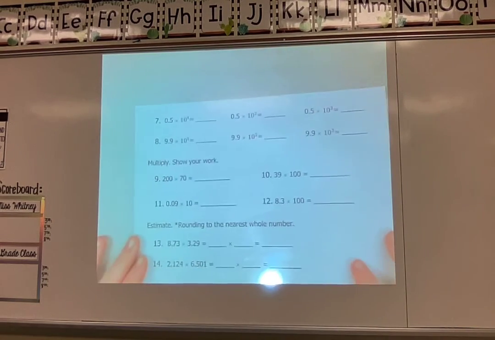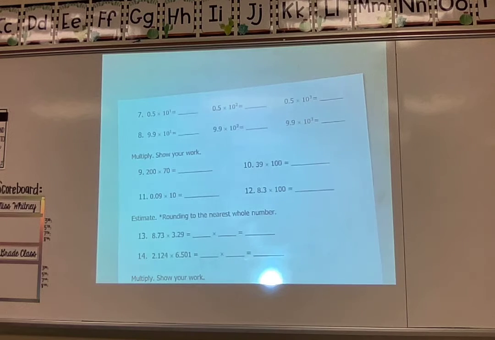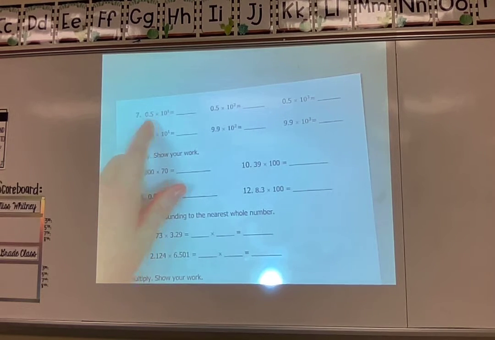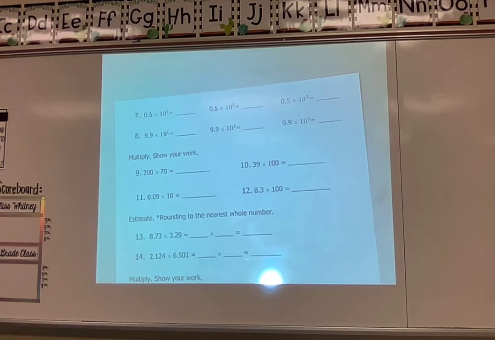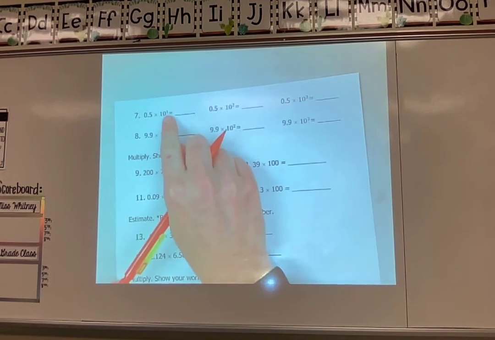I'm going to flip over to the back side. Numbers 7 and 8 are still those powers of 10, but you hopefully notice that these numbers are decimals. So remember, with a decimal, that power of 10 tells me how many spots to move my decimal.